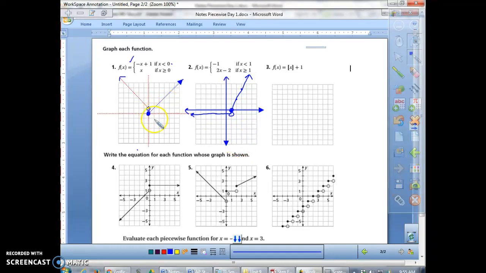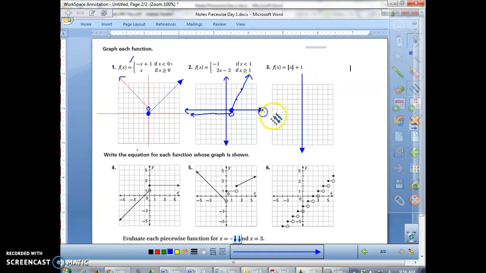Now, do you notice these two are not continuous graphs? Sometimes they will be and sometimes they won't be. Okay, how about the next one? This is what function? This is a step function. This is kind of a review from yesterday. Okay, so we'll just draw this in place.